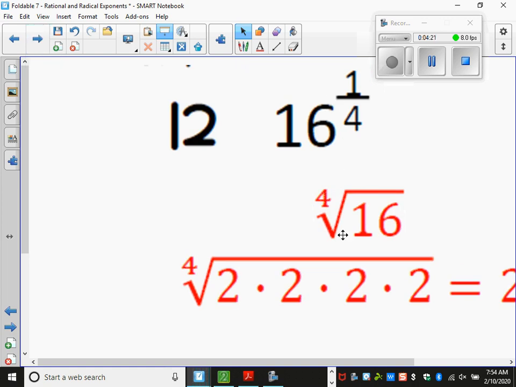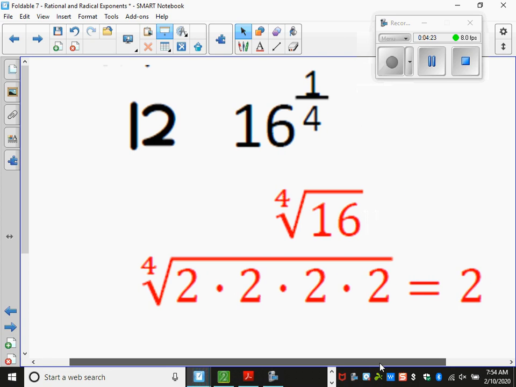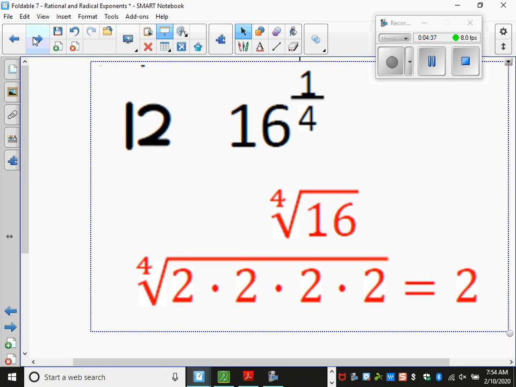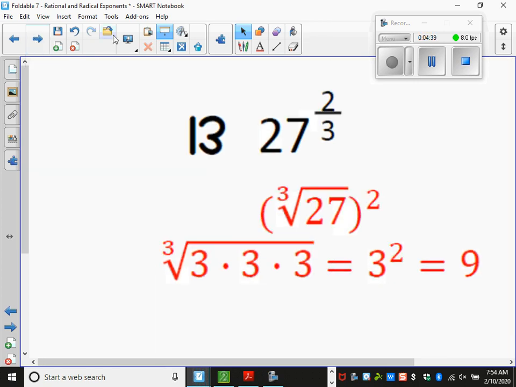This one would be the 4th root of 16. What same number can you multiply together 4 times to get 16? That number is 2. And then the last one, we have the cube root of 27 squared. Since the cube root of 27 itself is perfect, you just square 3. 3 squared would be 9.